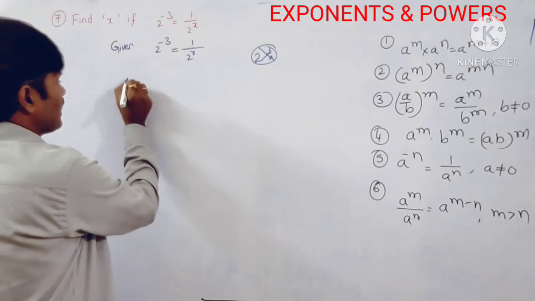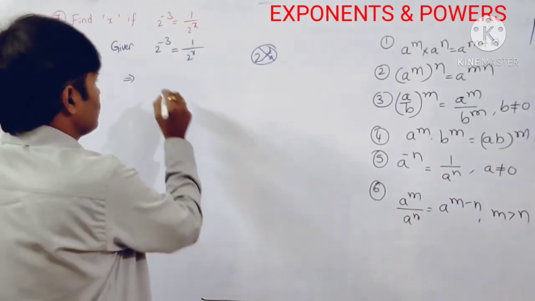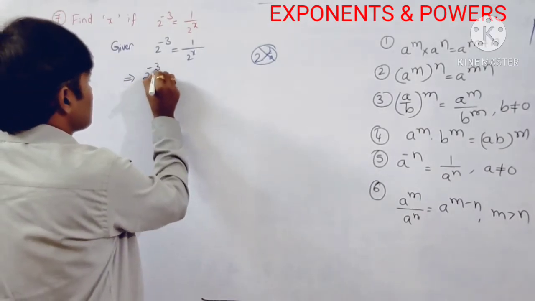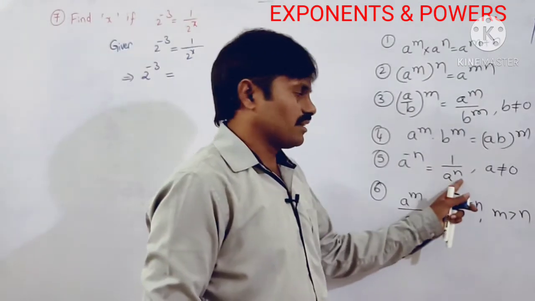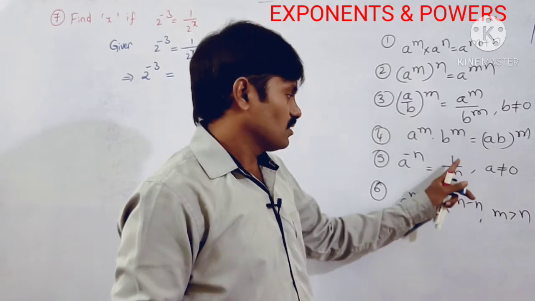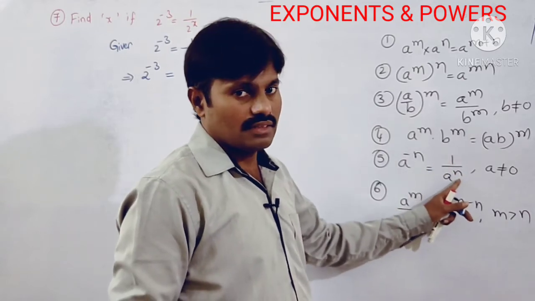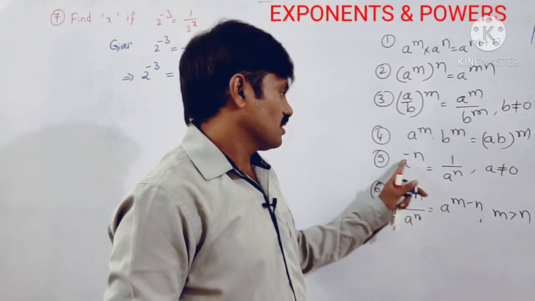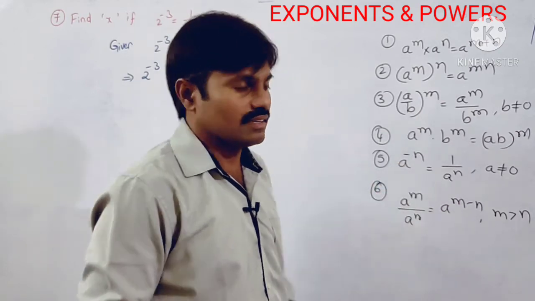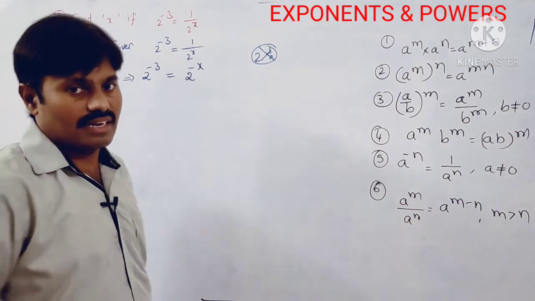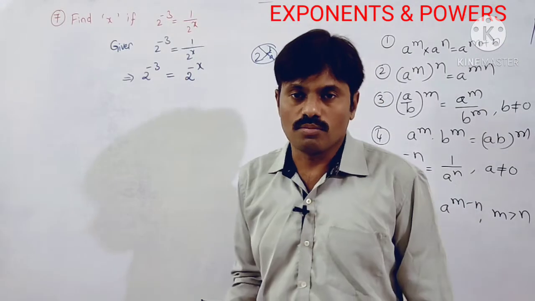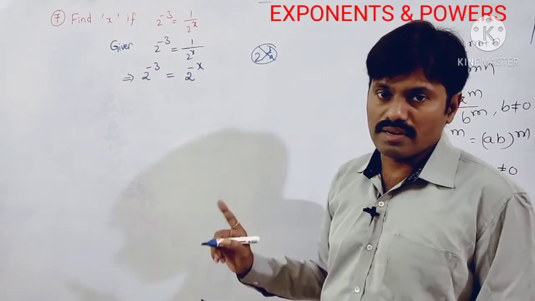Now we can write it as, see simply, 2 to the power of minus 3 is equal to, this can be written as 1 by a power n. See reverse, 1 by a power n can be written as a power minus n. Similarly here also it can be written as 2 to the power of minus x. So I am writing 2 to the power of minus x.